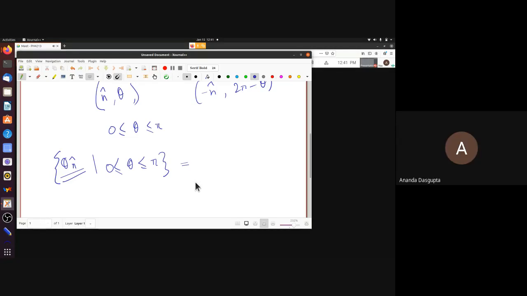Is it a sphere? Two sphere. The surface of a sphere. Really? Anybody with a difference of opinion? So ball. It will be a ball of radius pi. Yeah, right. It will be a solid ball, because theta is continuously from 0 to pi. A ball of radius pi. Right.